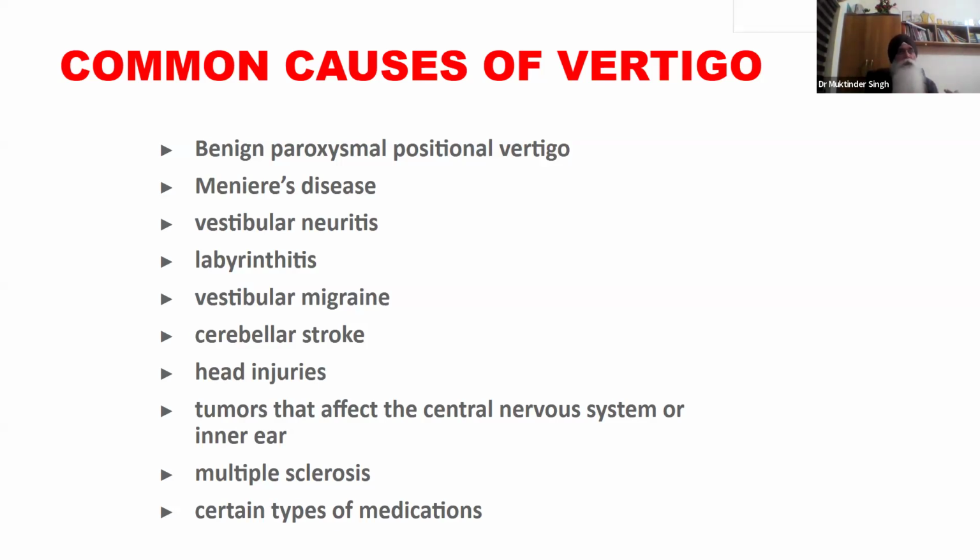So Meniere's disease, you all know, is a kind of tinnitus and loss of balance. Vestibular neuritis, as I told you, is an inflammation or neuritis of the vestibular apparatus. Labyrinthitis, the labyrinth is also a part of the inner ear. Then vestibular migraine, migraine with imbalance, cerebral stroke, Bell's palsy, head injuries, tumors that affect the central nervous system or inner ear, multiple sclerosis, and certain types of medication cause vertigo. It is a very common side effect of many allopathic drugs that they can cause vertigo. So these are the common causes of vertigo in contrast to syncope.